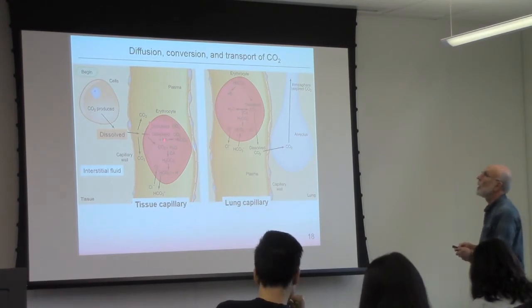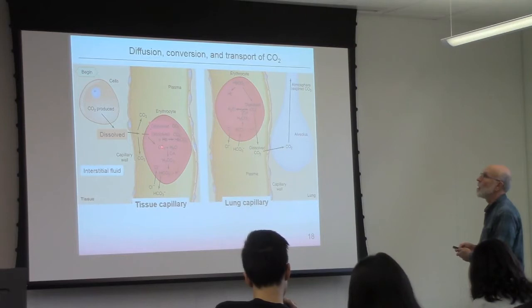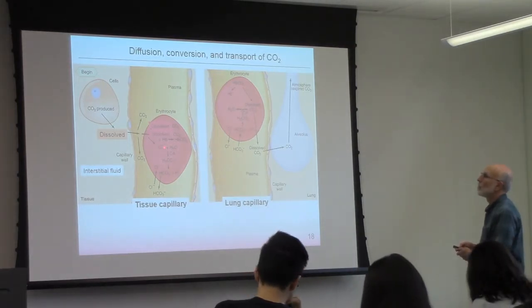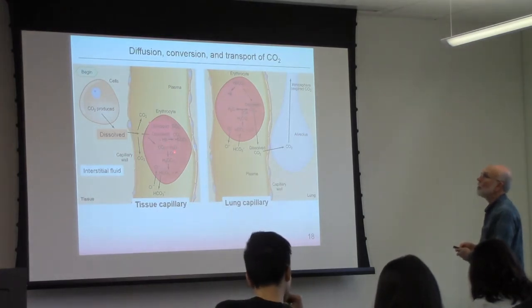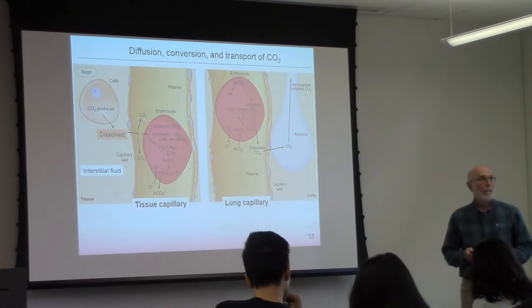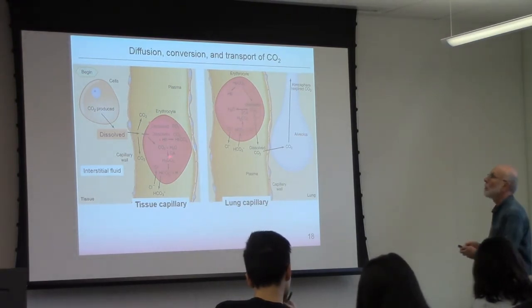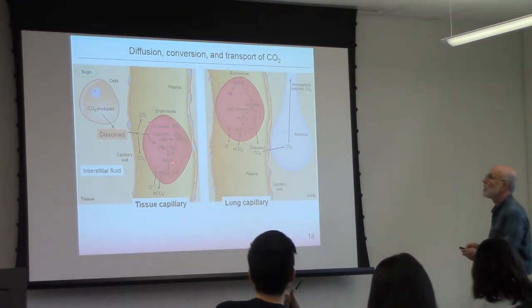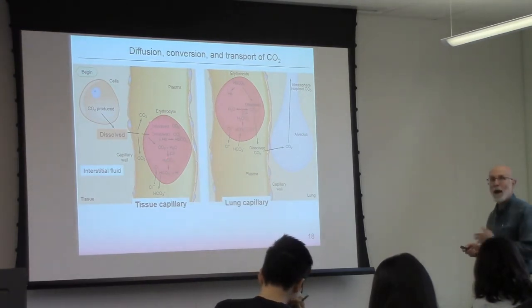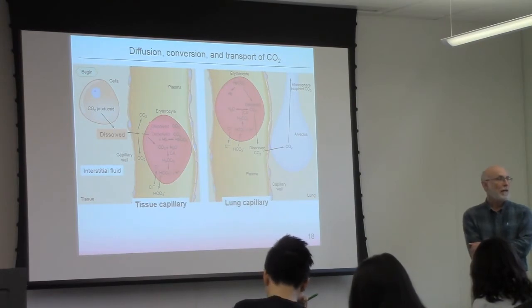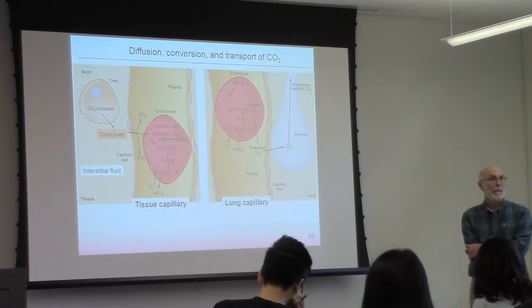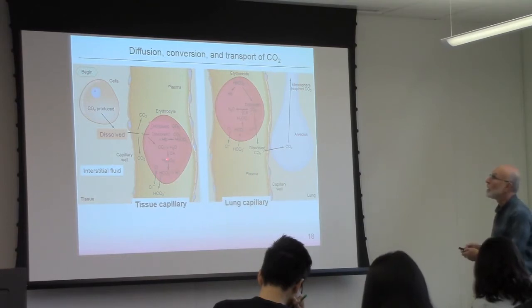Some of the CO2 that was dissolved in the cytoplasm of the red blood cell reacts with water to form carbonic acid, and that reaction is accelerated a millionfold by the enzyme that is present in the red blood cell, carbonic anhydrase. That's what's going on here.